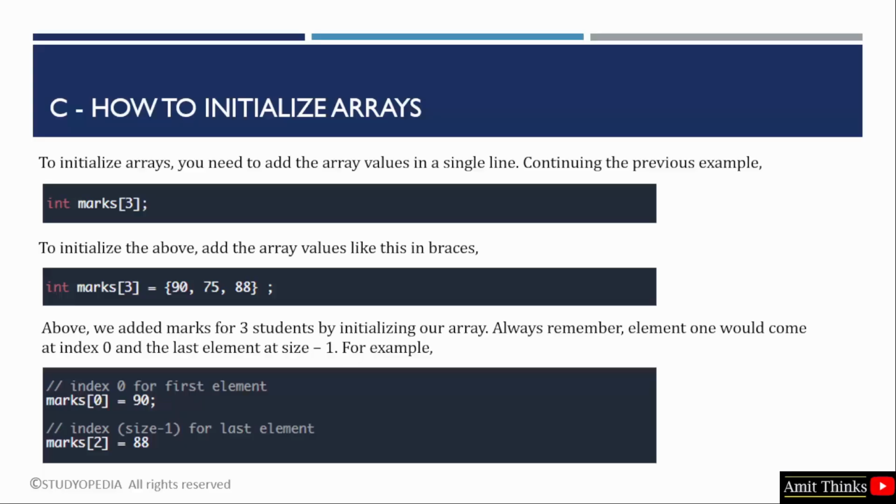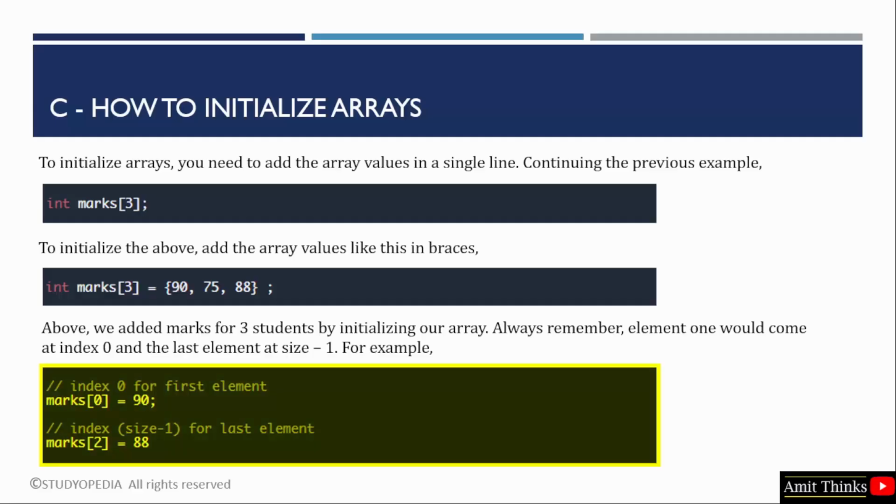Now let us see how to initialize arrays. You can add the array values in a single line. Like we saw in the previous example, int marks with 3 elements. To initialize it, you can add the values in a single line as shown here. Here we have initialized the marks array with 3 values, 90, 75, 88, under braces. Element 1 is at index 0, I told you before, and the last element is always size minus 1. Like for the marks of 20 students, the last element was at index 19. That means size minus 1.